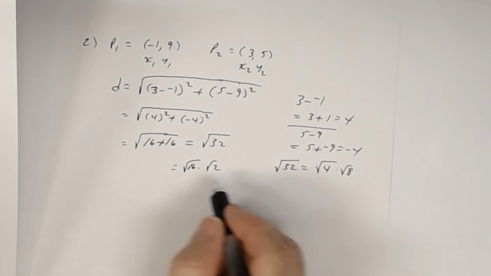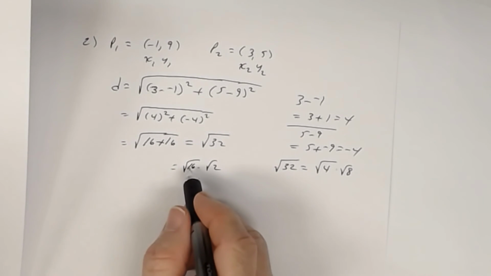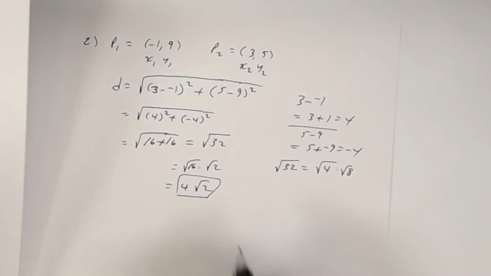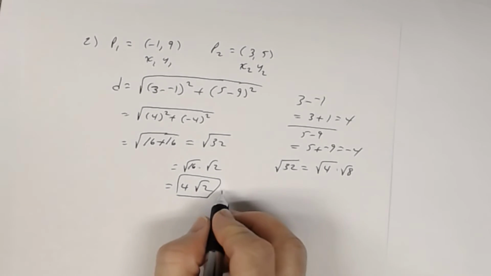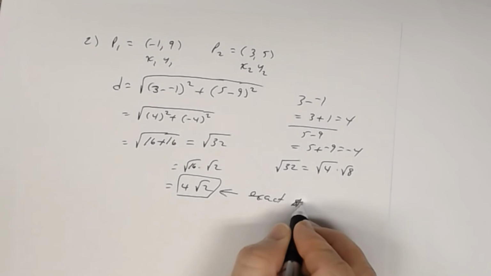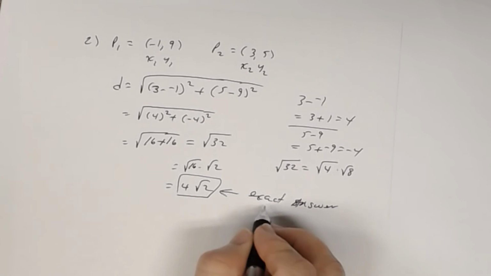16 times 2 is 32. And the square root of 16, 16 is a perfect square. So this becomes 4 times the square root of 2. And so there's your exact answer simplified.